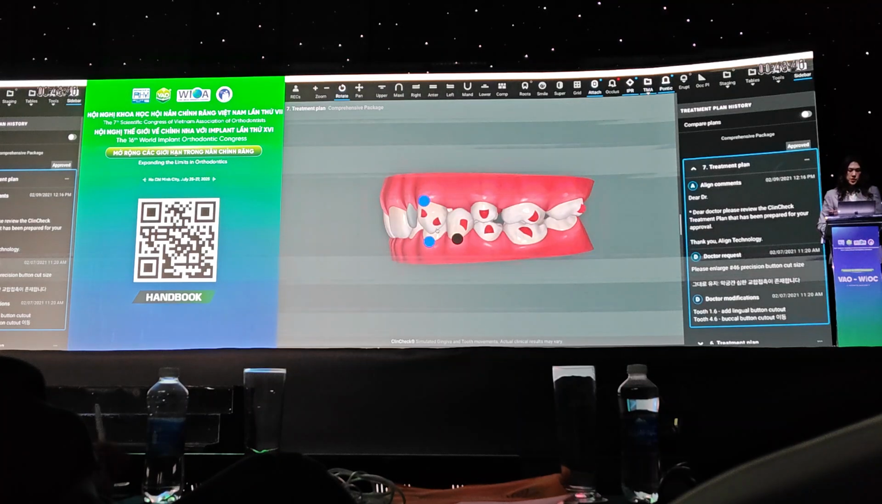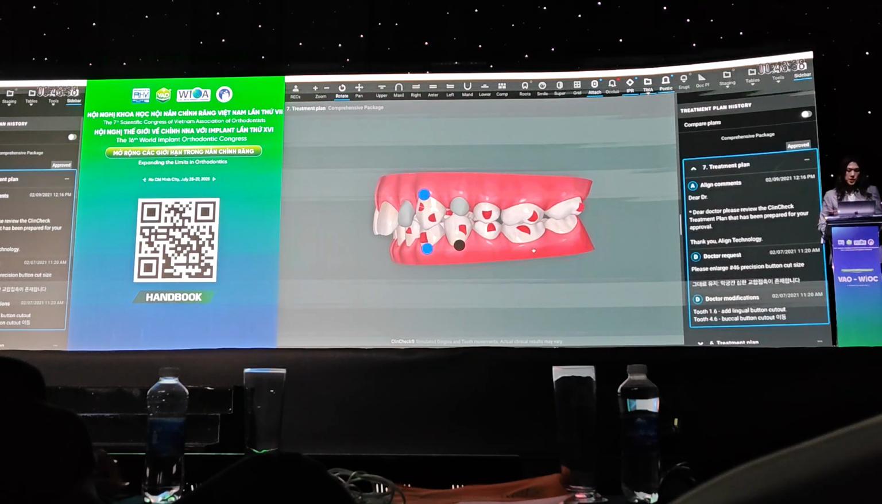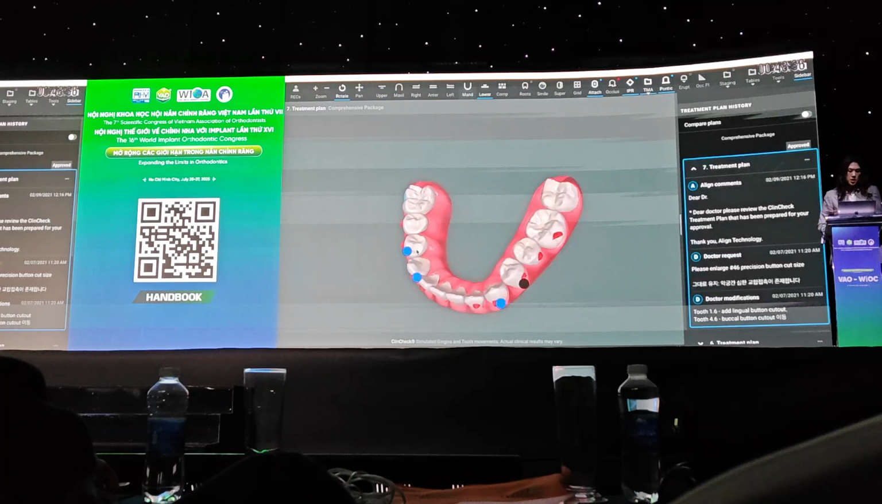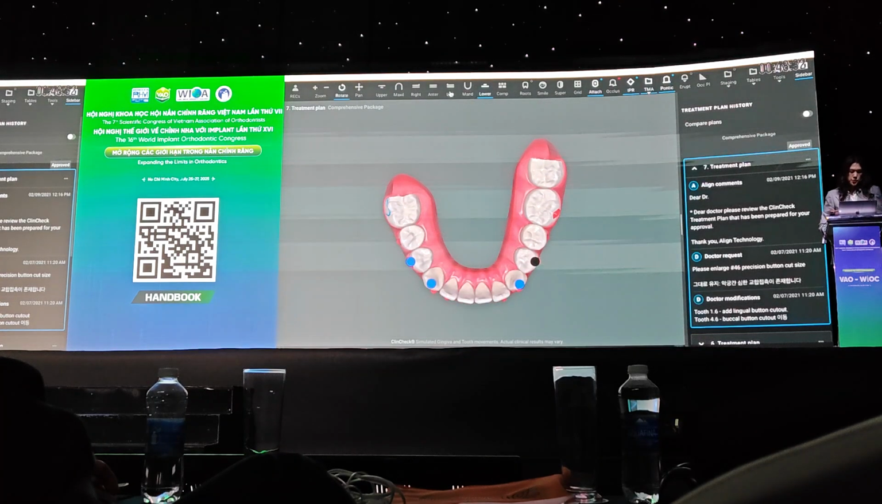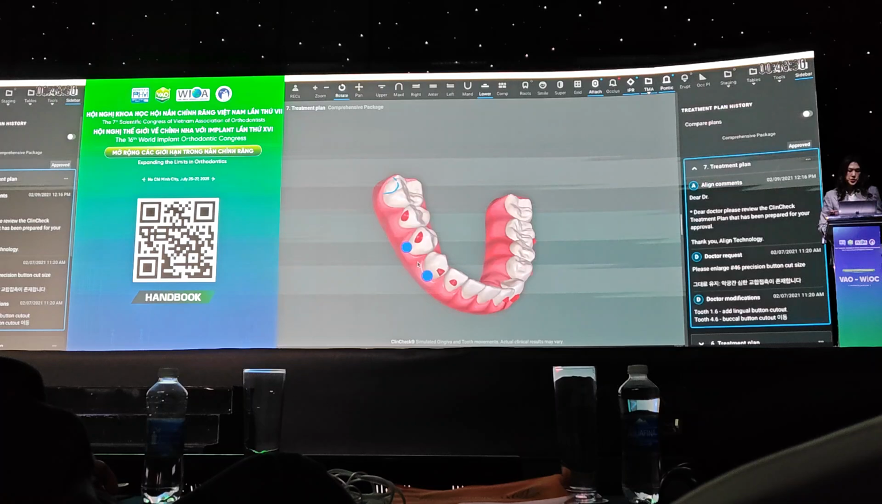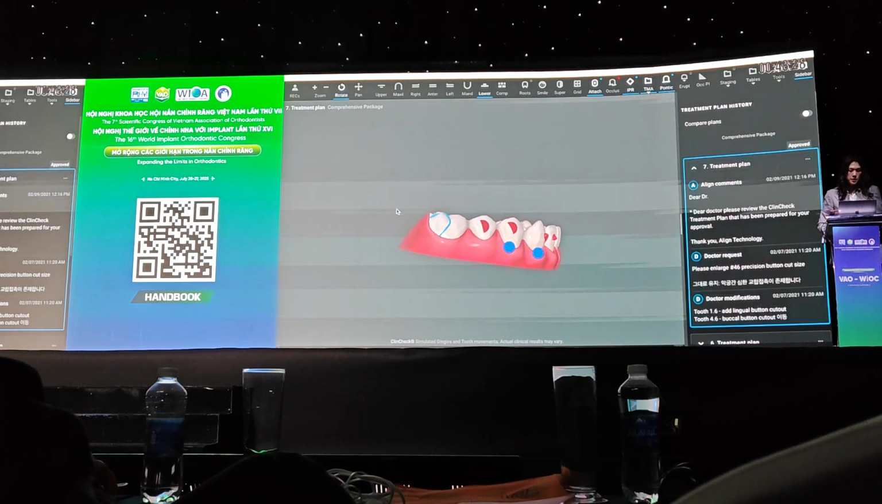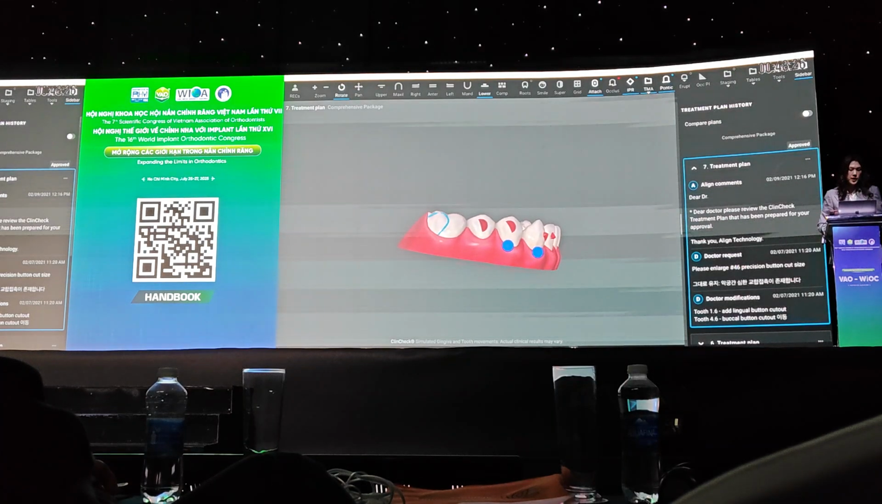And this patient also is class 2, so I'm trying to correct the molar key. I'm proclining the lower incisors and intruding at the same time. And I'm having the patient wear class 2 elastics.